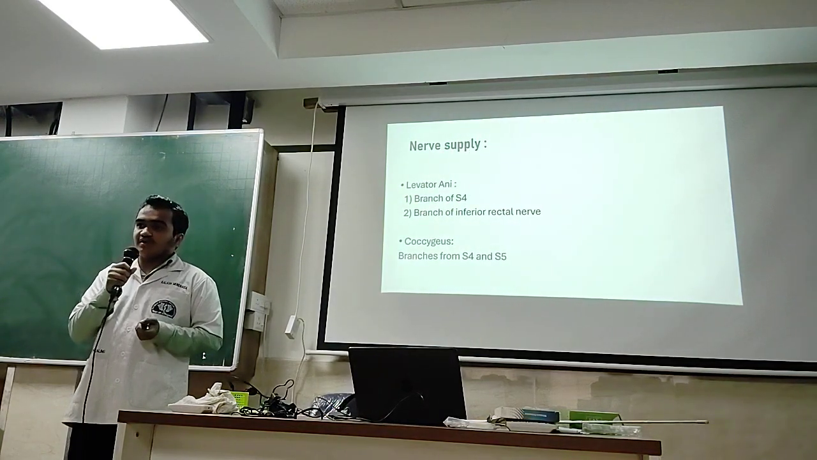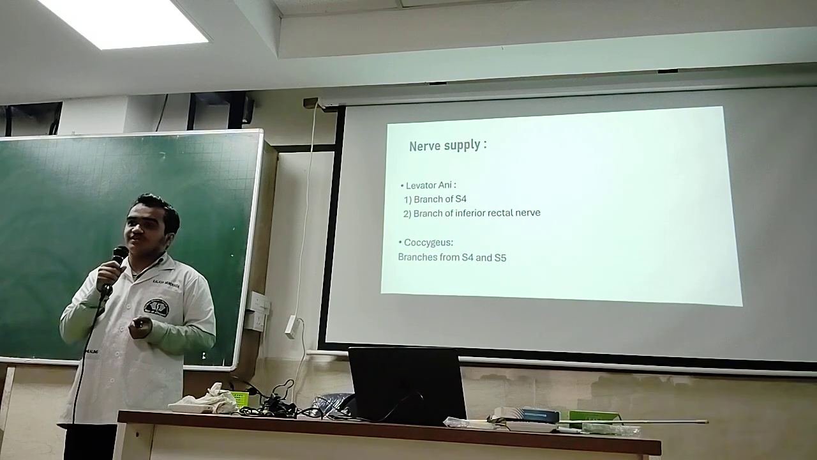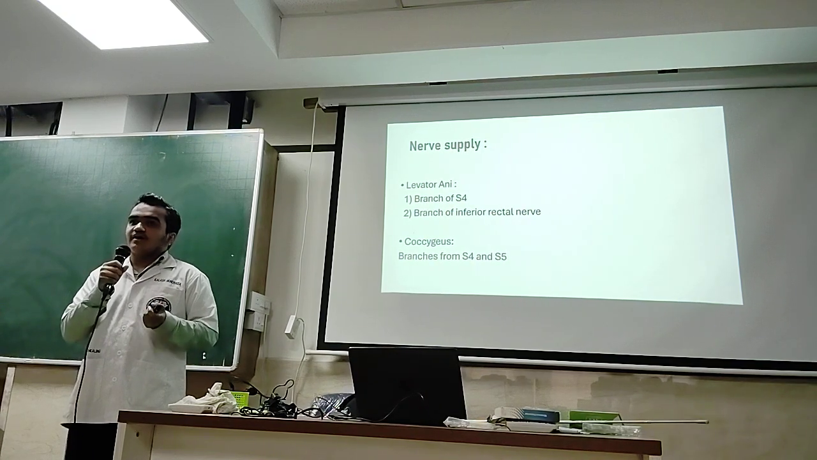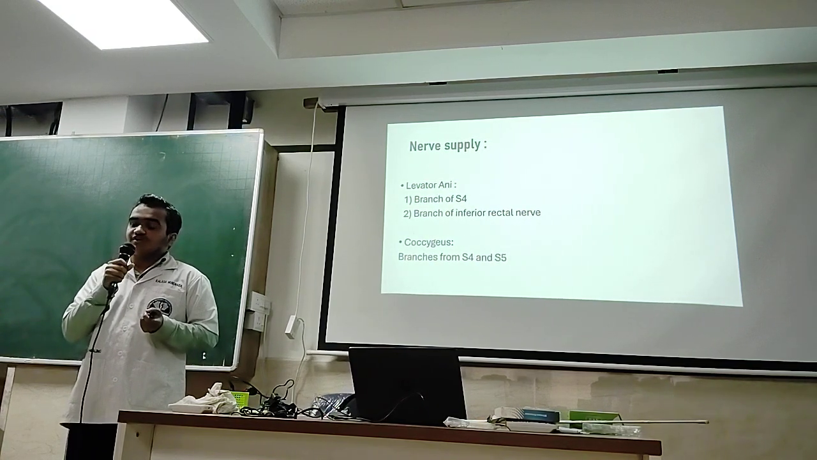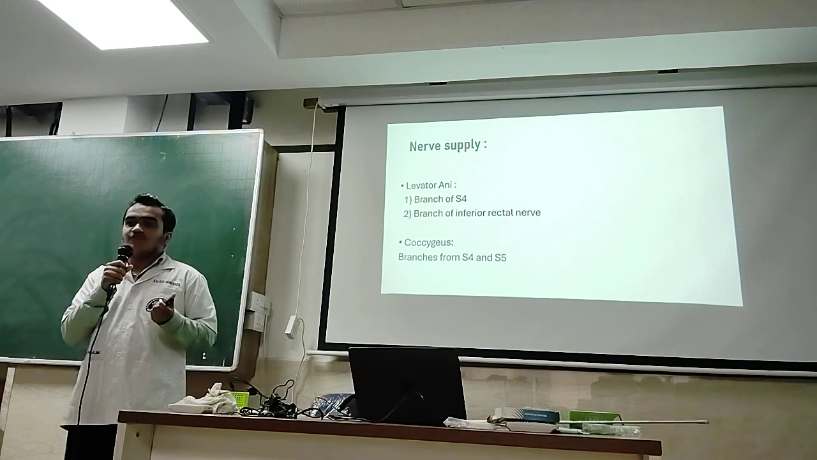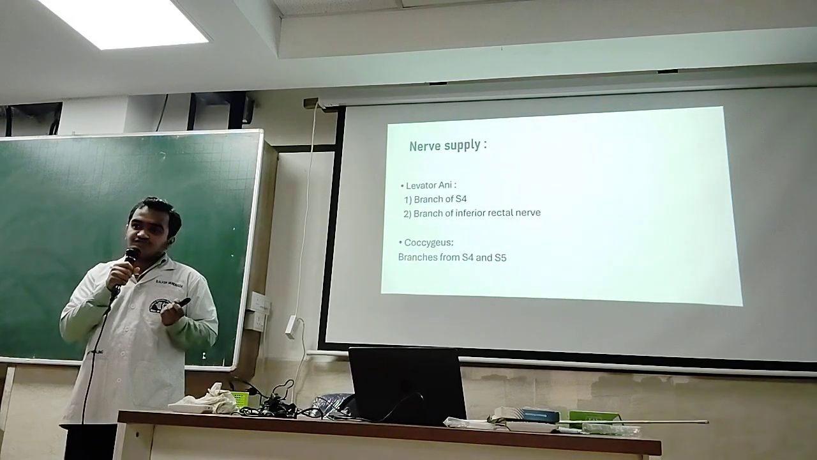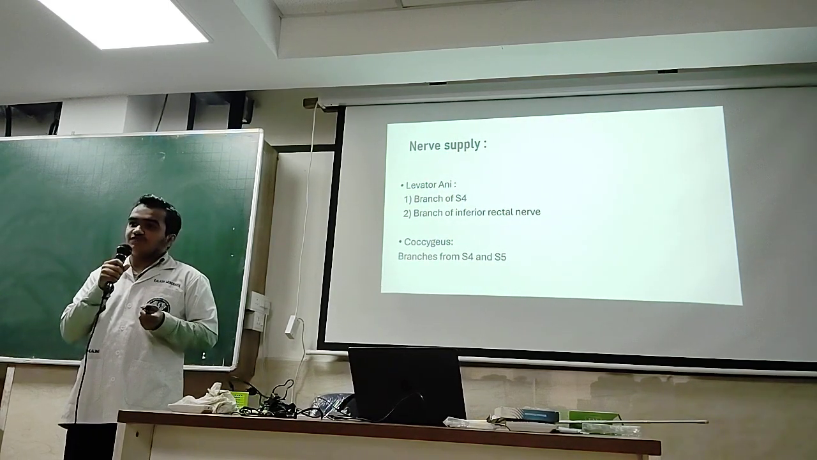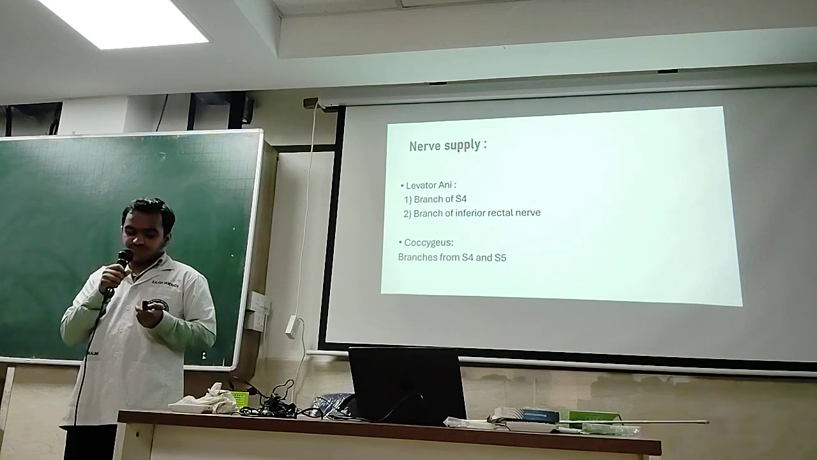Now supply, the levator ani is supplied by the fourth sacral segment of the spinal cord and also by the branches of the inferior rectal artery, while the coccygeus is supplied by the fourth and the fifth sacral segment of the spinal cord.